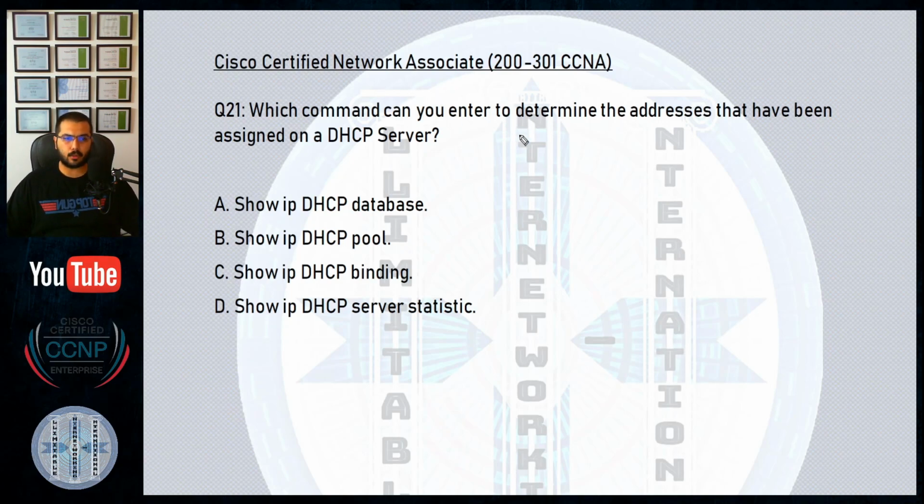Which command can you enter to determine the addresses that have been assigned to a DHCP server? If you have a router that you have enabled DHCP server inside it and it's giving IP addresses to multiple devices, how would you know the number and the devices that are making use of this router? By giving the command show ip dhcp binding, it will show you the end devices that are bound to your pool and are taking IP addresses of your pool. So whenever you see binding, hit that command and you will see the result of that.